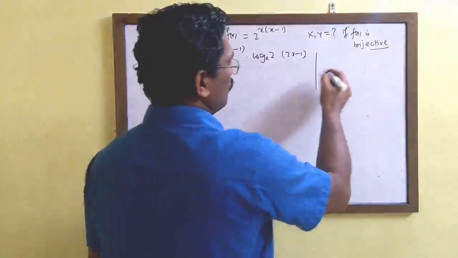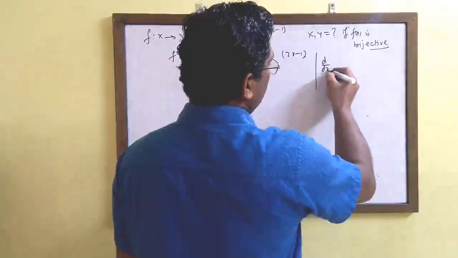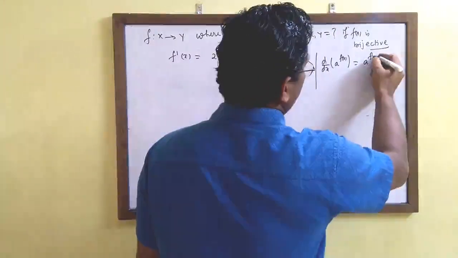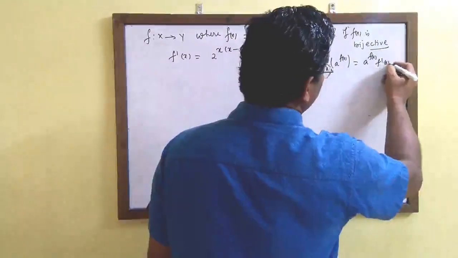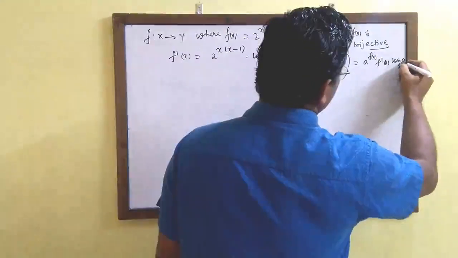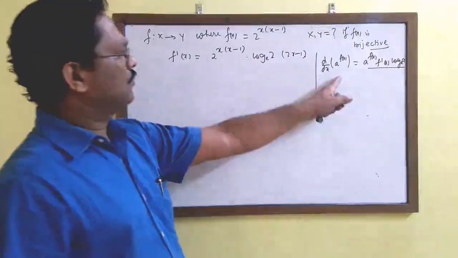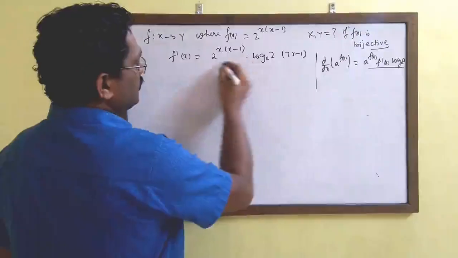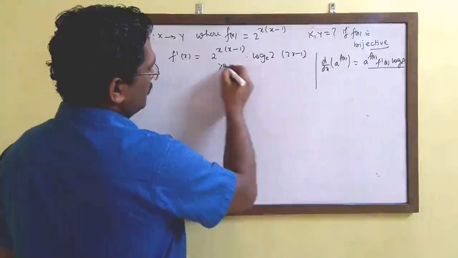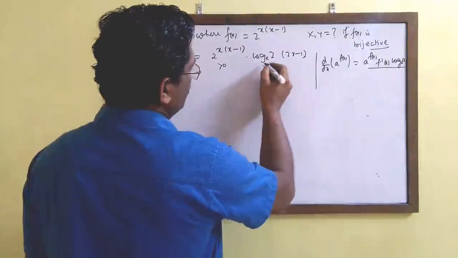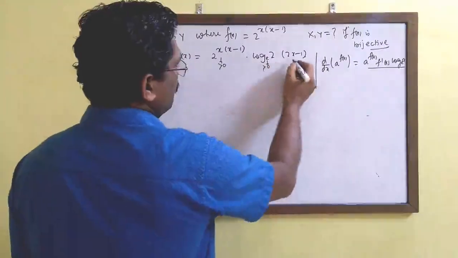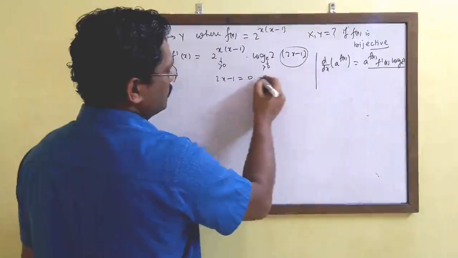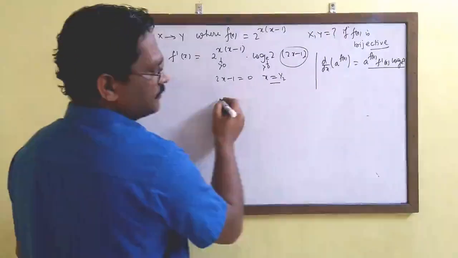Now, for those who don't know the derivative, see, the derivative of a to the power f(x) is always a to the power f(x) into f dash x into log a with respect to base. Those who don't know, just mark it down. Now, this is always positive. So which one is going to be 0? Only this is the factor which can be equal to 0. So 2x minus 1 equals 0 at x equals half.